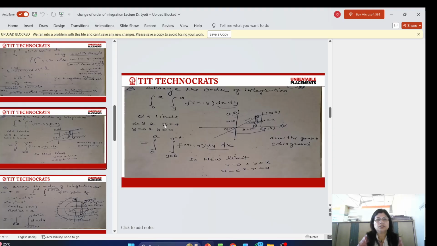Next question is, change the order of integration. Integration of 0 to a, integration of y to a, f of x y dx dy. Old limits, that is x is equal to y and x is equal to a, y is equal to 0 and y is equal to a.